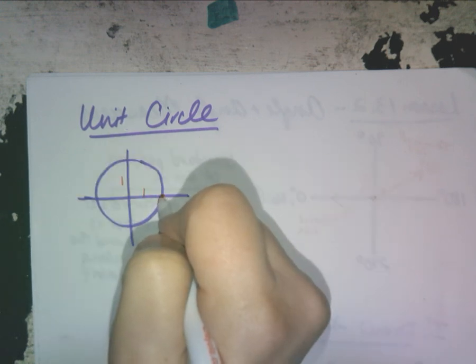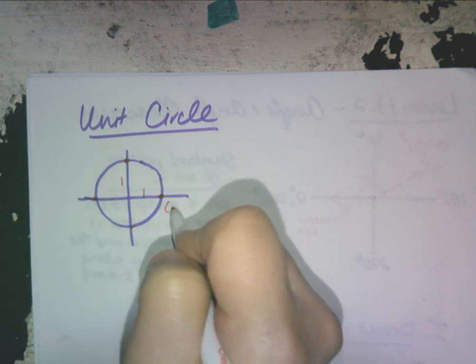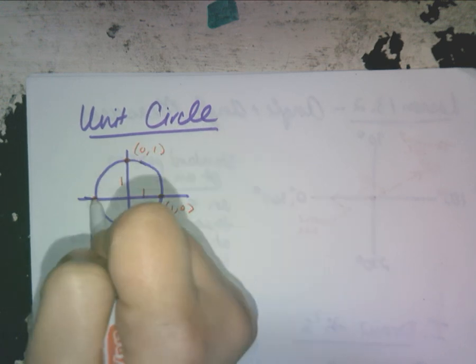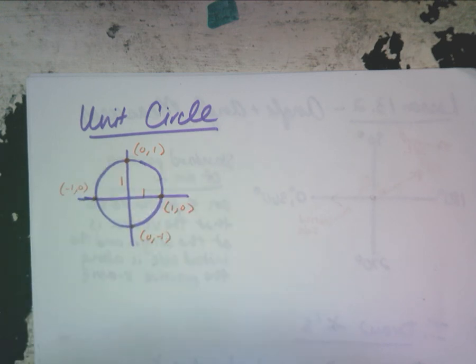So if we're plotting points right here, here, and here, this would be the coordinate 1, 0. This would be the coordinate 0, 1. This would be negative 1, 0, and this one would be 0, negative 1. Do you all agree to that? I'm a unit circle, unit meaning 1. So I have a radius of 1 going all the way around.